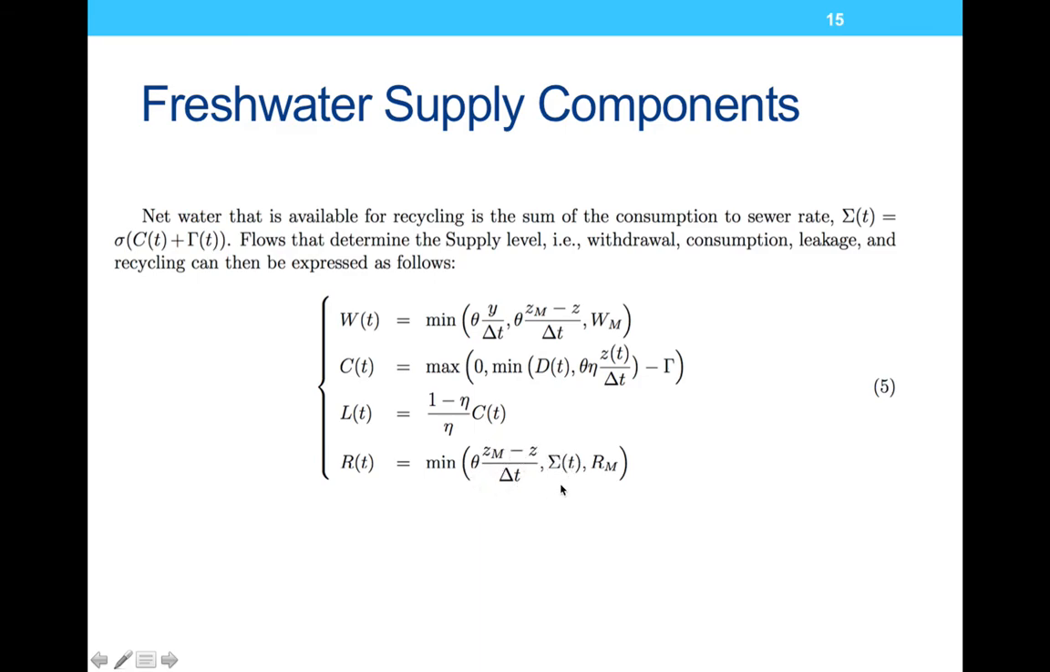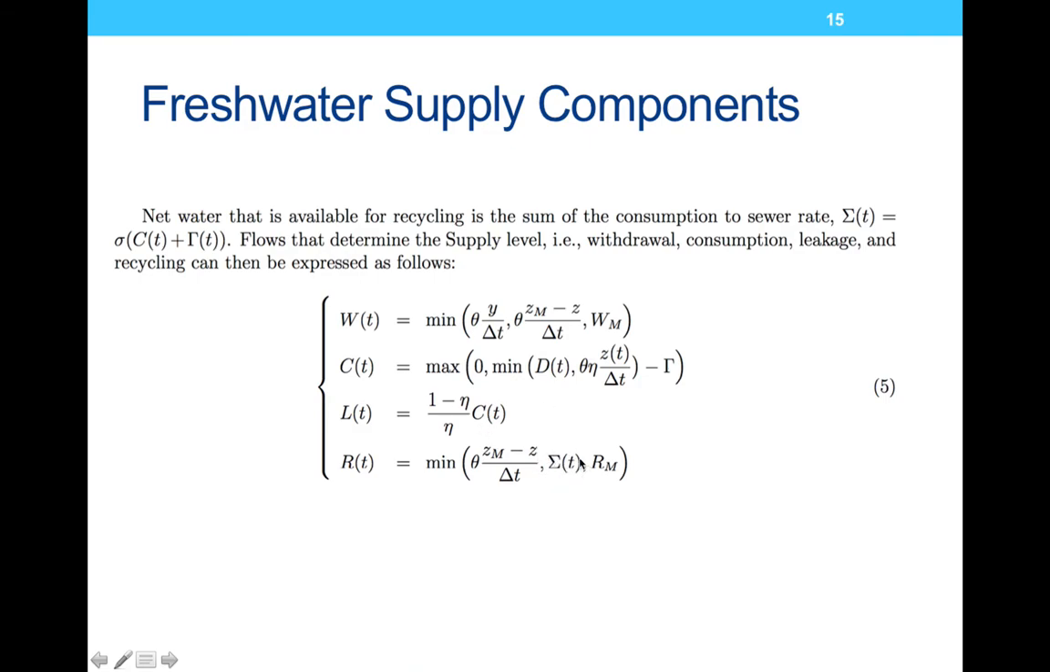Then there's this factor sigma. Sigma is defined here as the amount of water from the consumption and the leak and the rooftop. So this is the total amount that's being consumed times sigma, and sigma converts this volume of water into the amount of water that actually goes into the sewer. Only that fraction of water that goes into the sewer can be recycled.